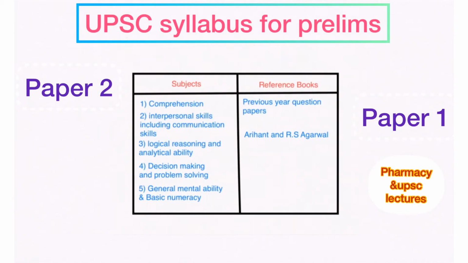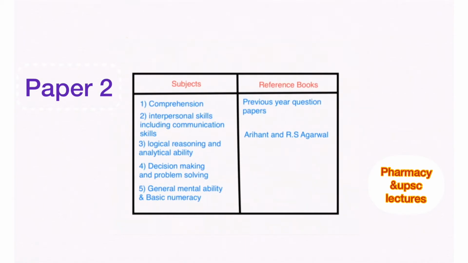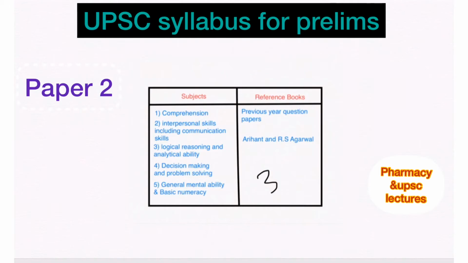When it comes to paper 2, paper 2 is a qualifying paper, that is you have to get 33%, that is totally 67 marks you have to get. When it comes to subjects, it consists of comprehension, interpersonal skills including communication skills, logical reasoning and analytical ability, decision making and problem solving, general mental ability and basic numeracy.